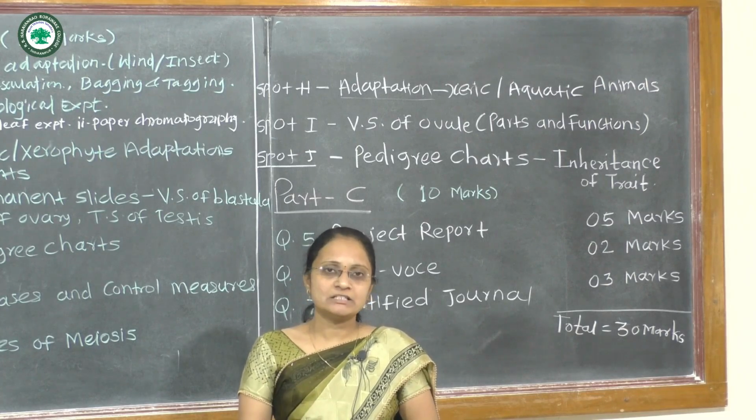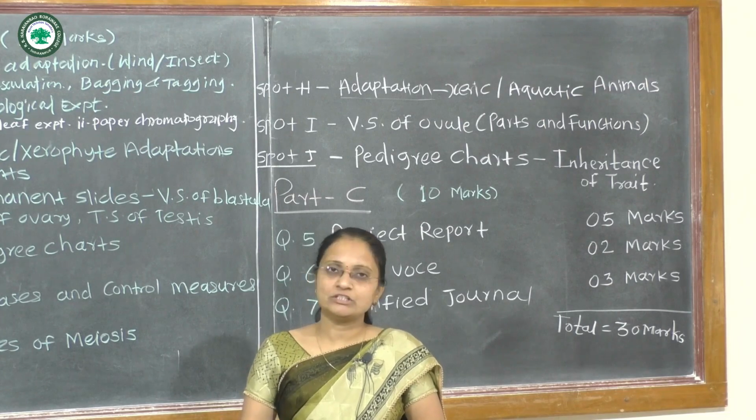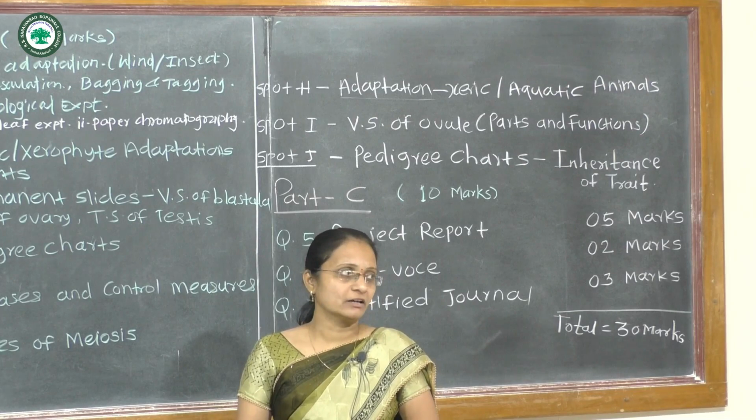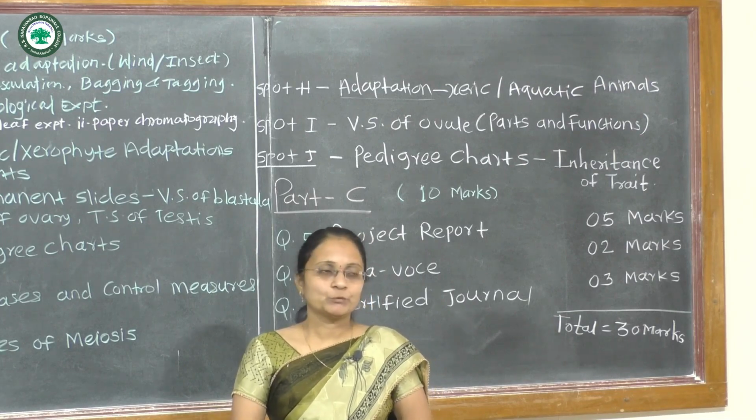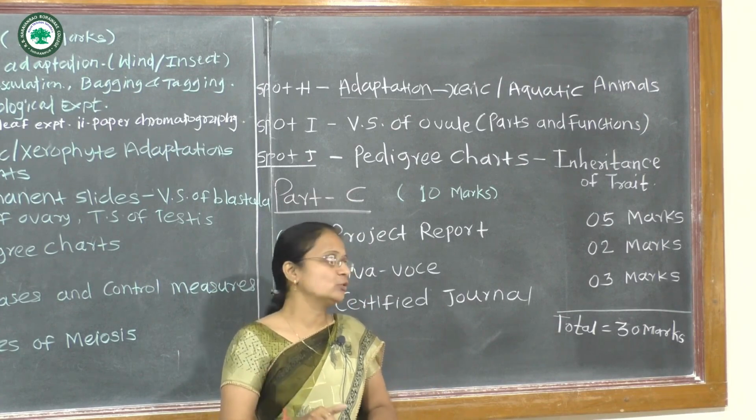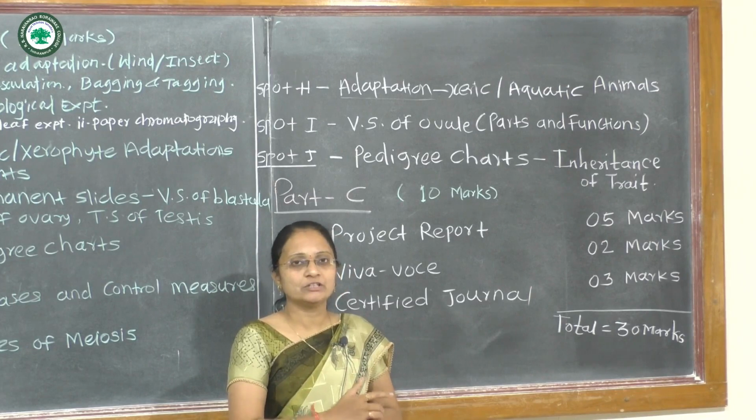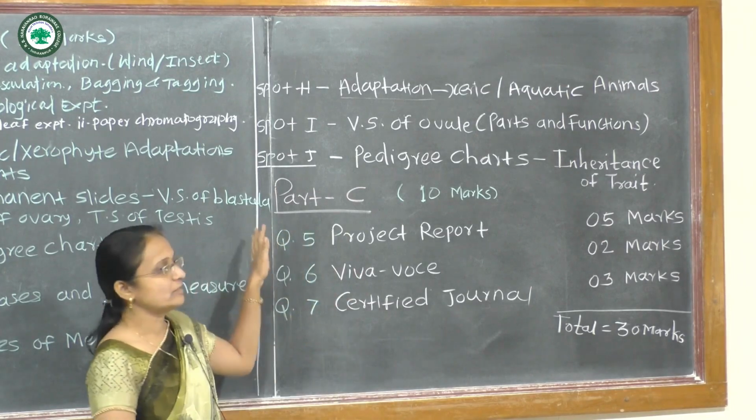Suppose color blindness is there. What is color blindness? That is nothing but the person is unable to distinguish between colors. That gets explained here. Then the X chromosomal disorder is shown, and these things will be explained here. Okay. Now part C.